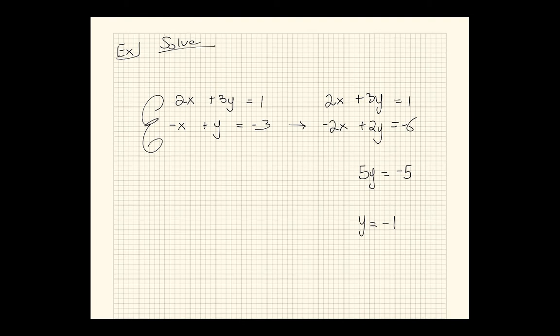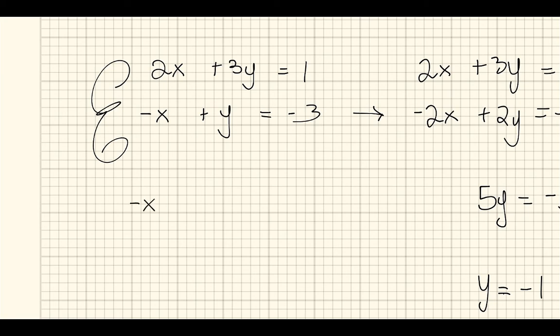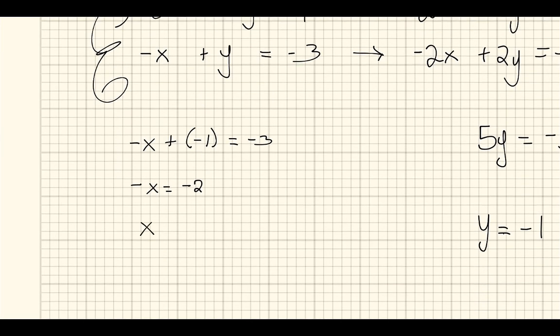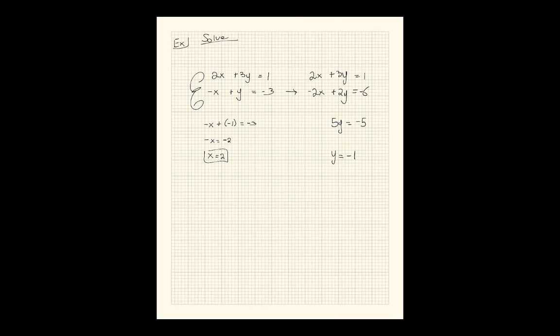Let's say here, negative x plus negative 1 equals negative 3. I plug that in for y in this equation. Now I need to add the 1 to the other side, so negative x equals negative 3 plus 1, which is a negative 2. Divide by a negative, and x will equal 2. Okay. So x is 2, y is negative 1. You can write that as 2, negative 1 for your solution.